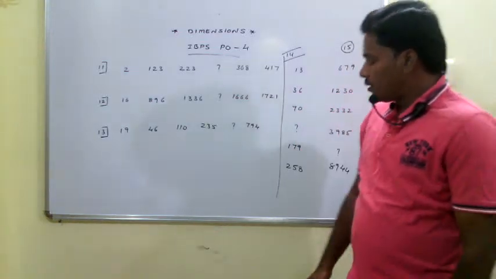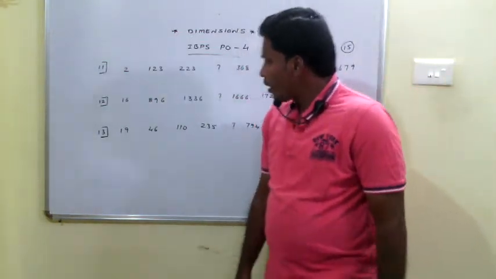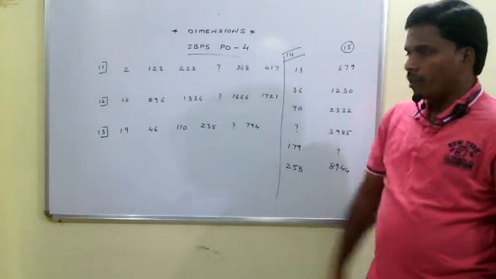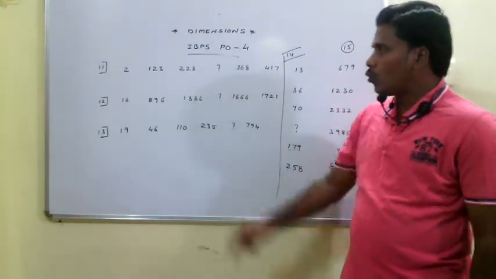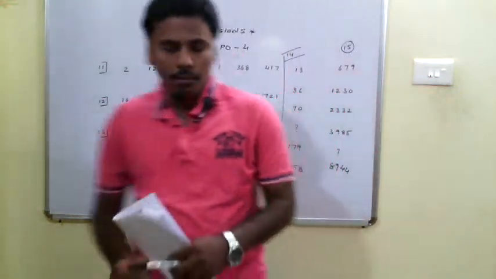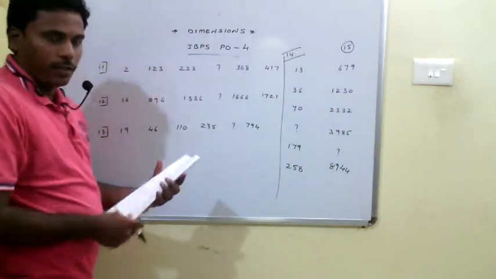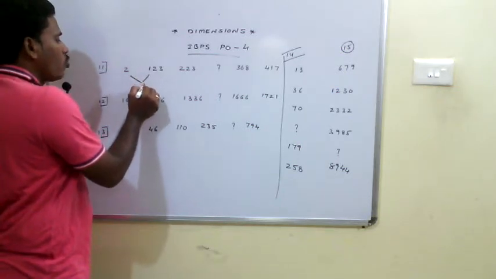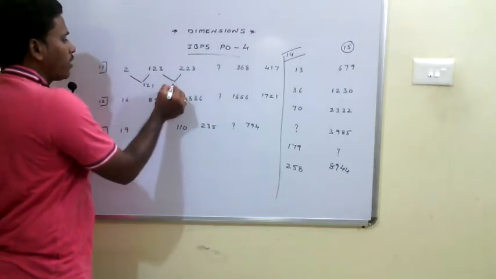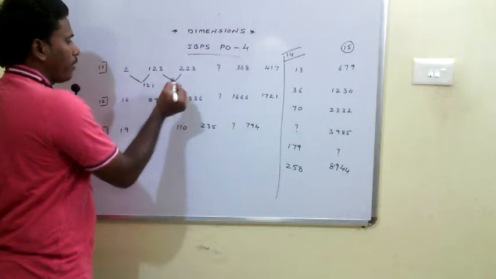See, in that the series questions are from 11 to 15. We need to find out the missing term of the series. Coming to the first series question, the 11th one, the given terms are 2, 123, 223 and the missing term, along with 368, 470. Let us take the differences between the values. The difference between these two values is 121, whereas the difference between these two values is 100.